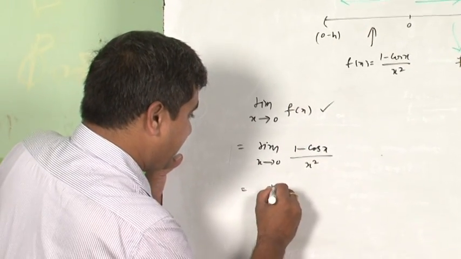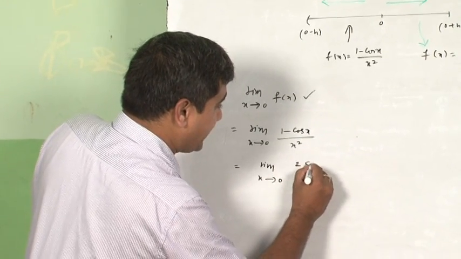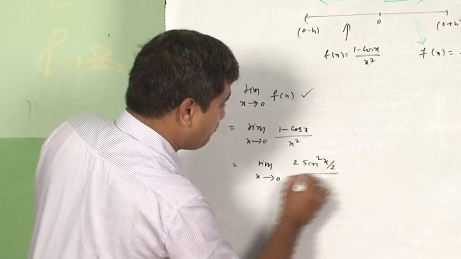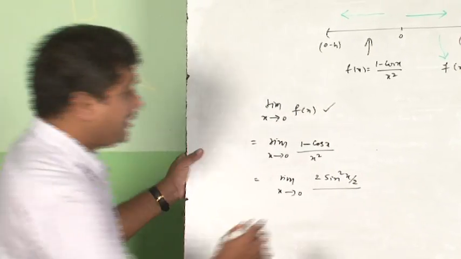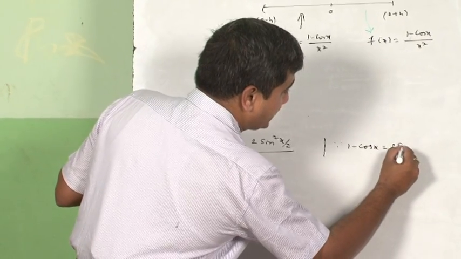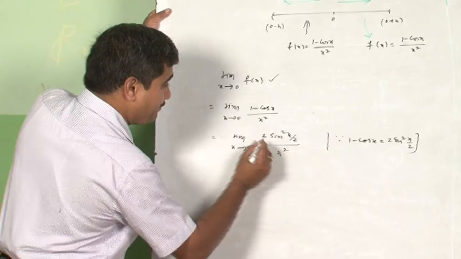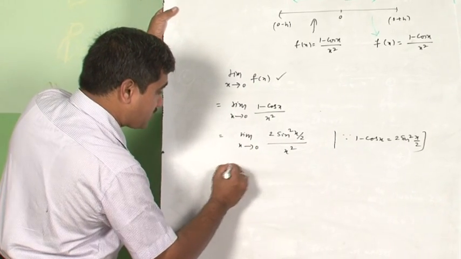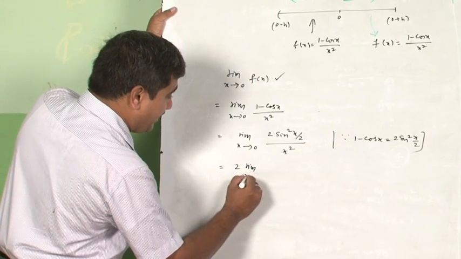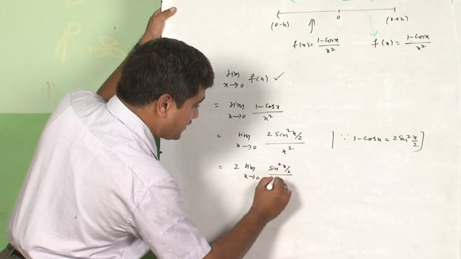I would be writing this limit x tends to 0. I write this one as 2 sine square x by 2. Perhaps you definitely know the trigonometry rule: 1 minus cos x is equal to 2 sine square x by 2. So that is what exactly I am trying to project. Here 2, being a constant, stands outside because we know the limit rule. Limit x tends to 0 sine square x by 2 upon x square.